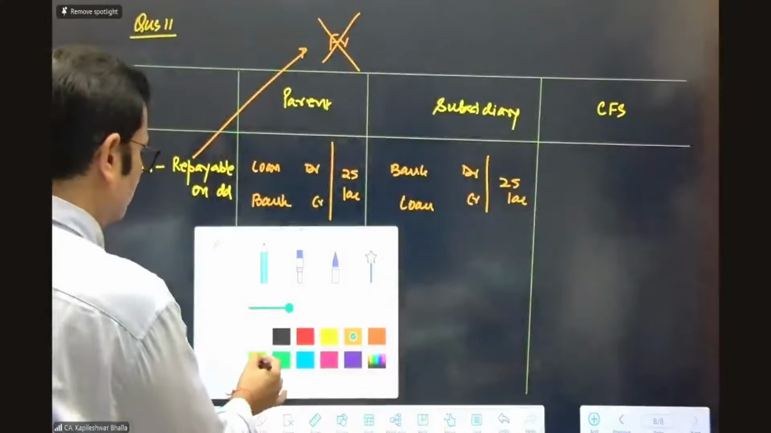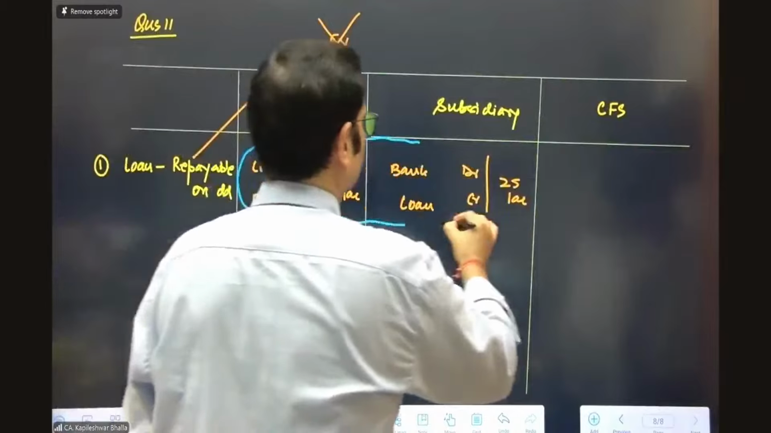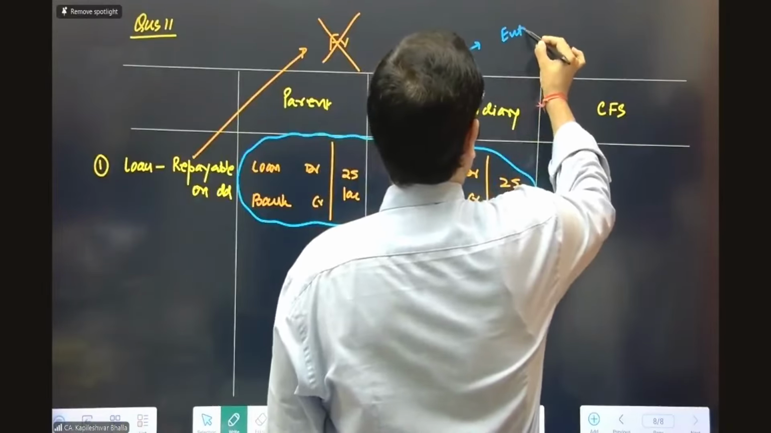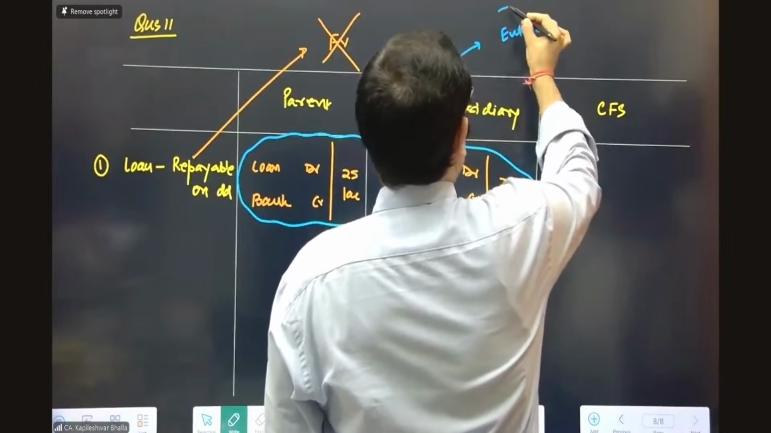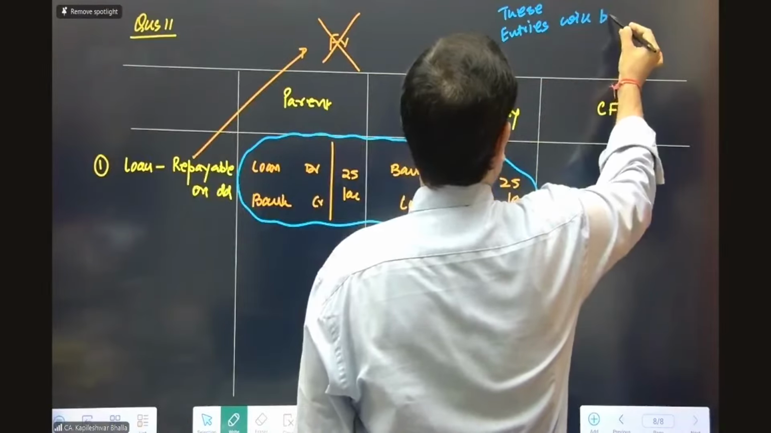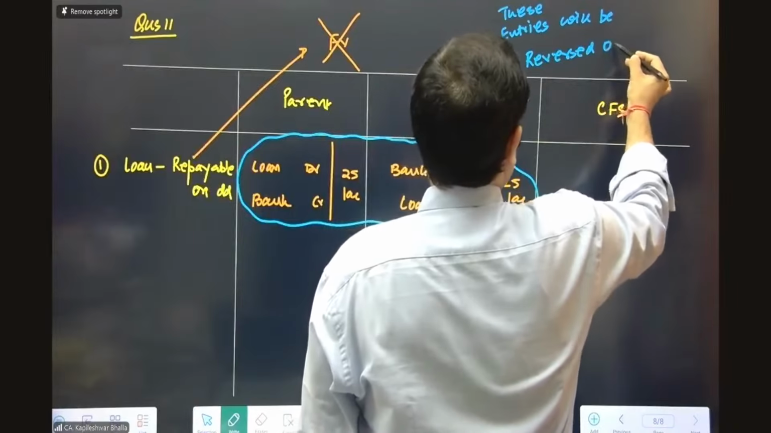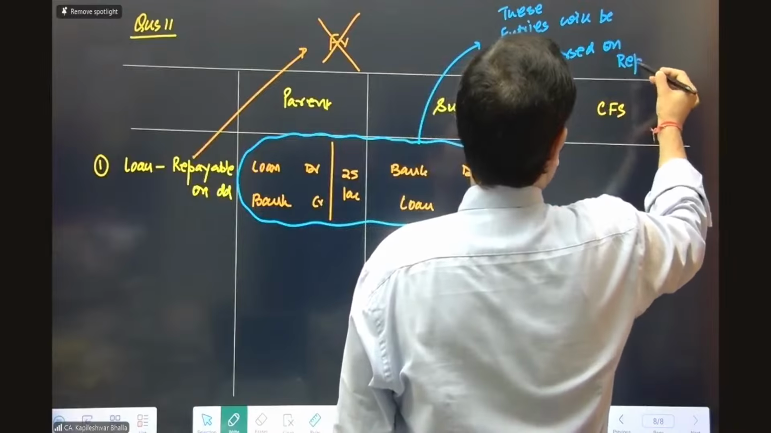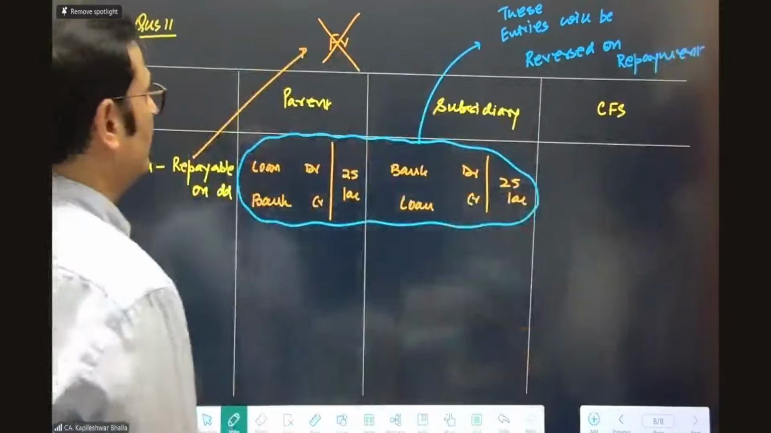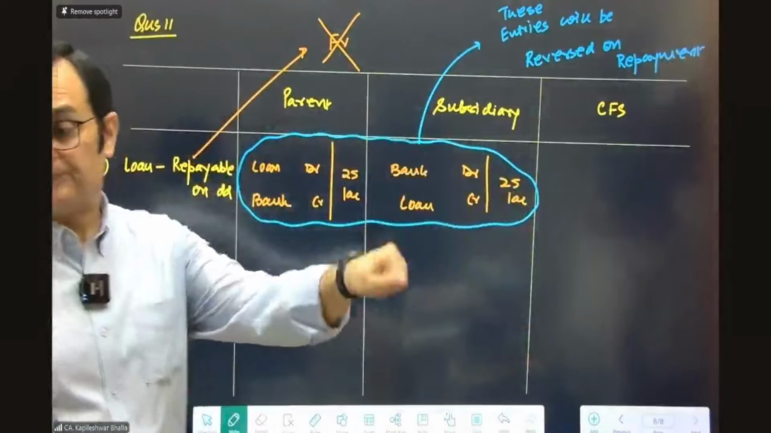So let me just make a quick mention. Whatever these entries are, we can simply say that these entries will be reversed on repayment. So whenever the repayment of this particular loan takes place, these entries will be reversed at that particular stage. He gets the money, he reverses the entry, he pays the money, he reverses the entry.